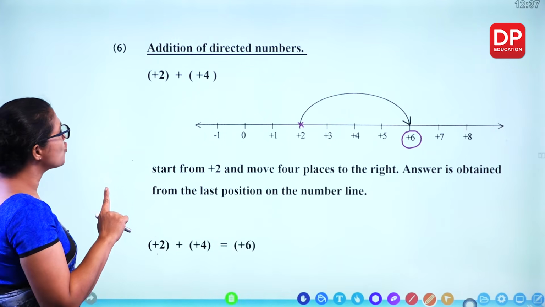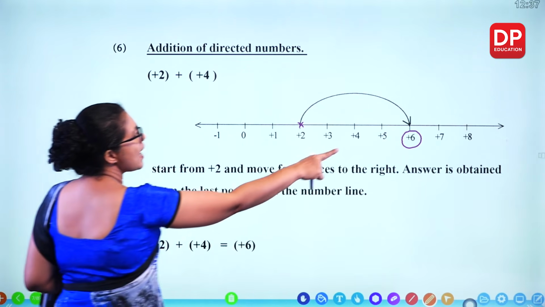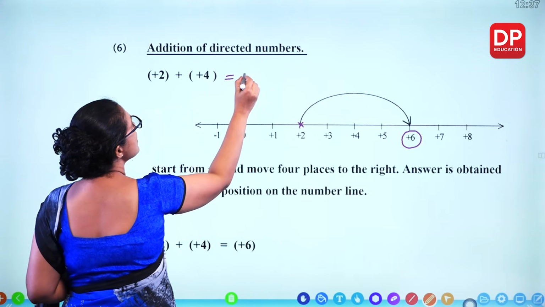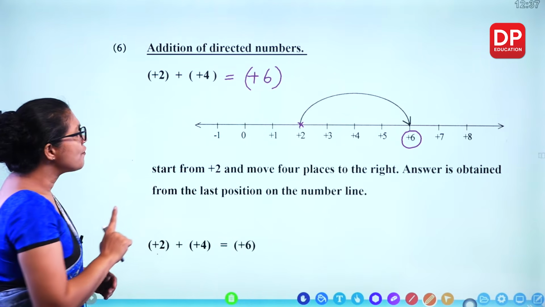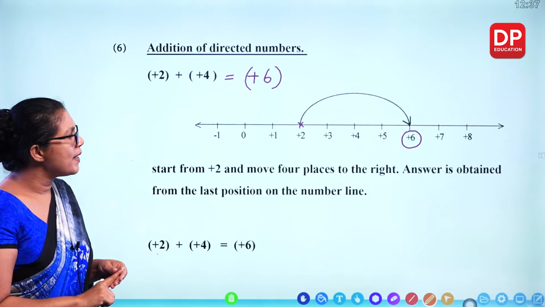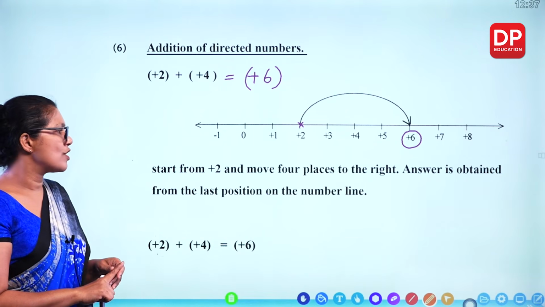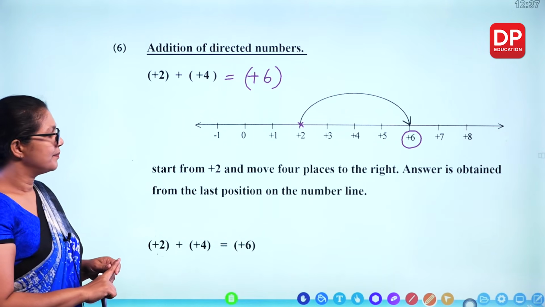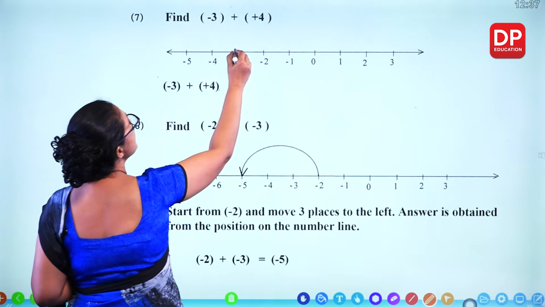So, what is +2 +4? That's +6. So, the answer is +6. Start from +2 and move 4 places to the right. The answer is obtained from the last position on the number line. Let's take this one, -3. So, start with -3.